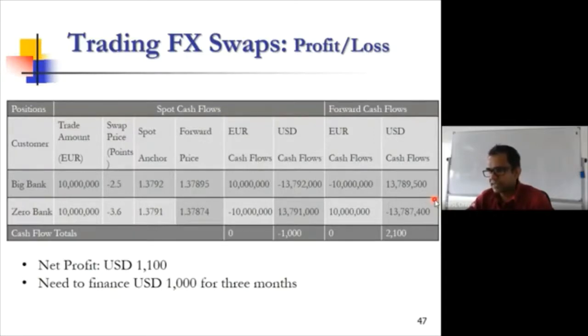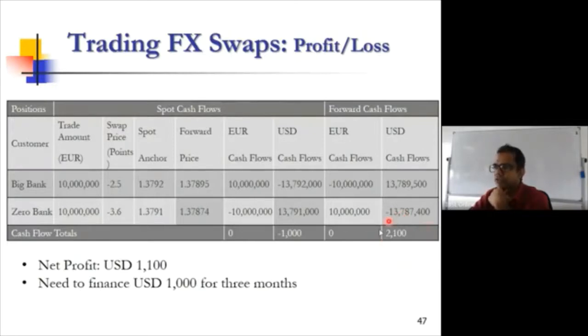On the second transaction with zero bank, ABC Bank buys euros from zero bank, paying $13,787,400. Again, you net it. Euro cash flows will be cancelled out. The net amount is zero, but there will be a difference in dollar amounts, which is positive in this example.